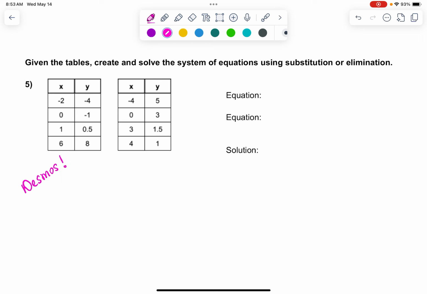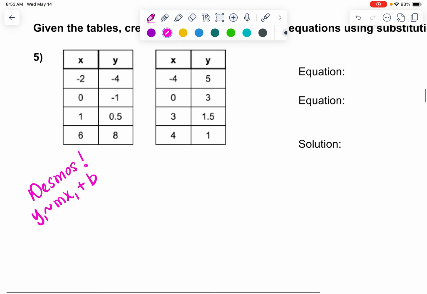If you run a linear regression, which you're more than welcome to, you can type in y1 squiggly mx1 plus b. So you can always run a linear regression and it will tell you the equation for you, or you can just do the work yourself, and that's totally up to you. I'm going to do the work myself, but if you want to put it into Desmos, that's great.